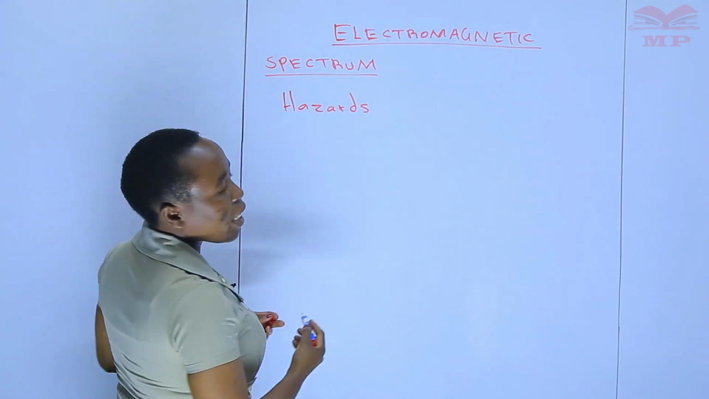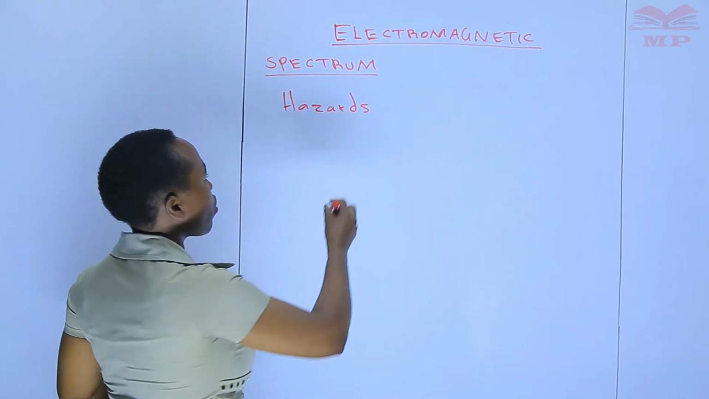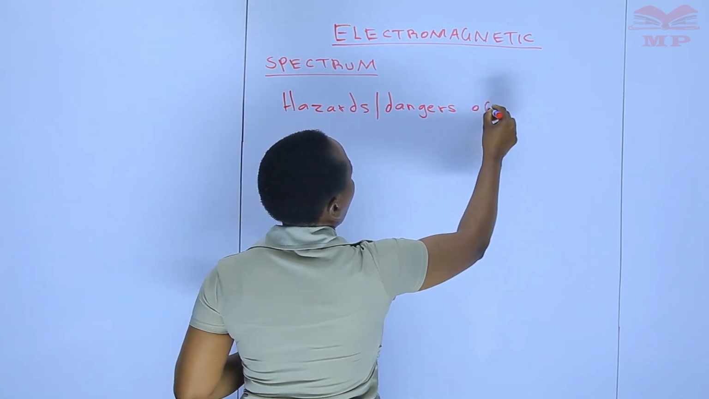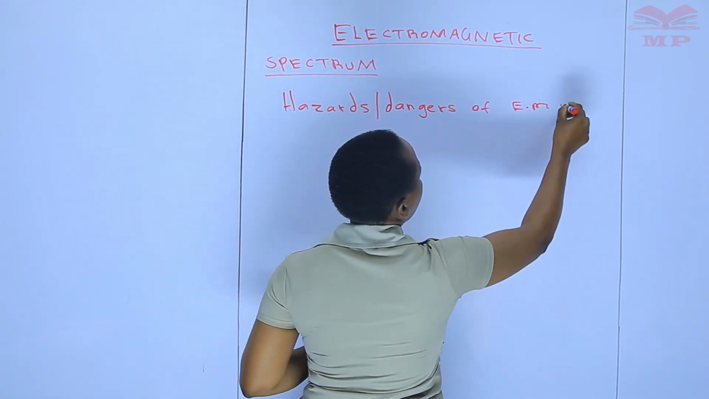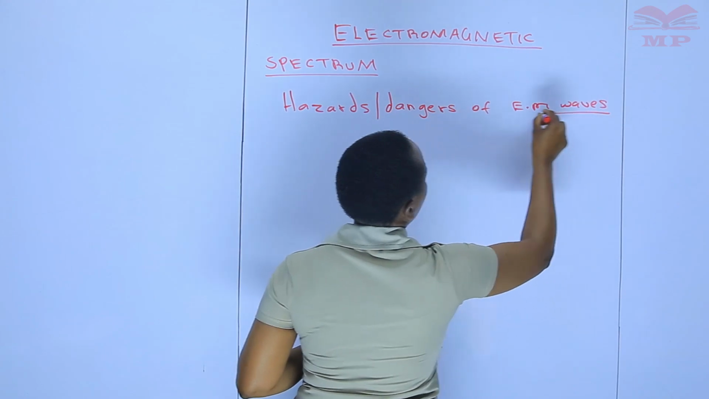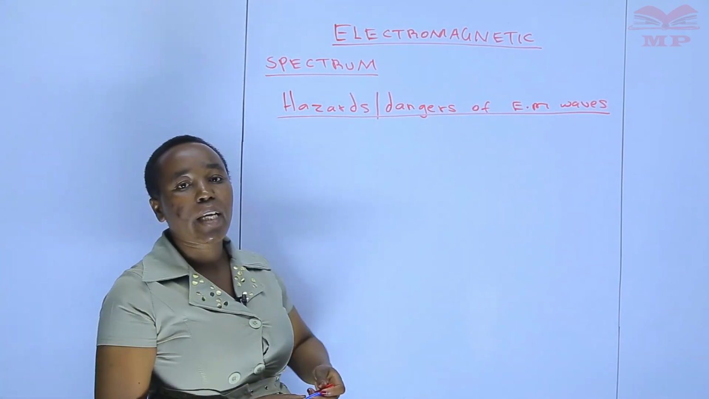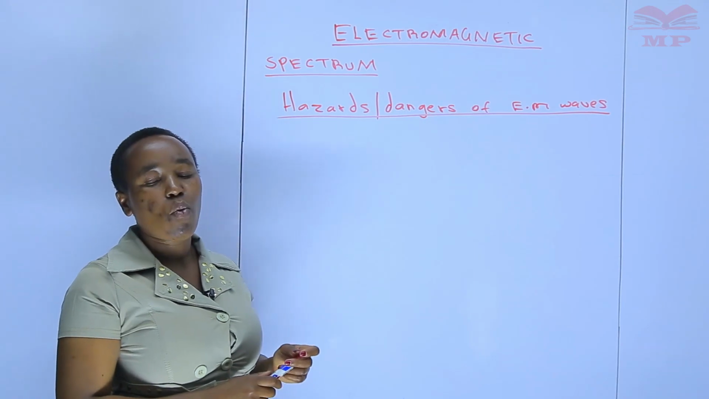of some of the electromagnetic waves. We can talk of hazards, or simply the dangers, of electromagnetic waves or the EM waves. The hazards or the dangers of the electromagnetic waves.